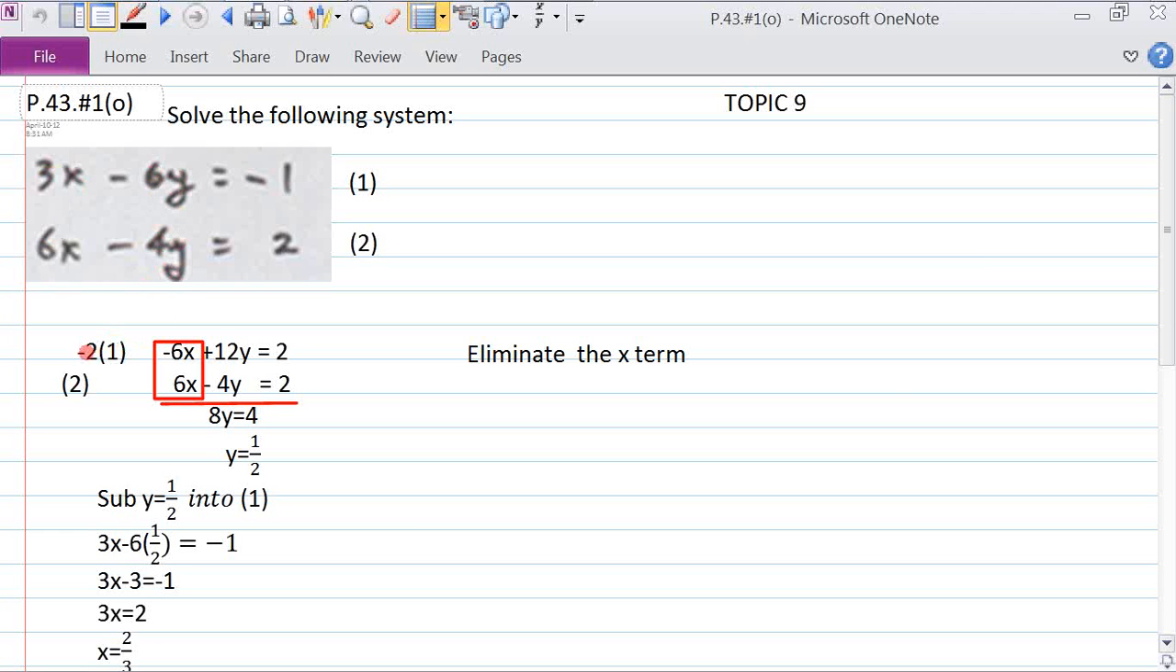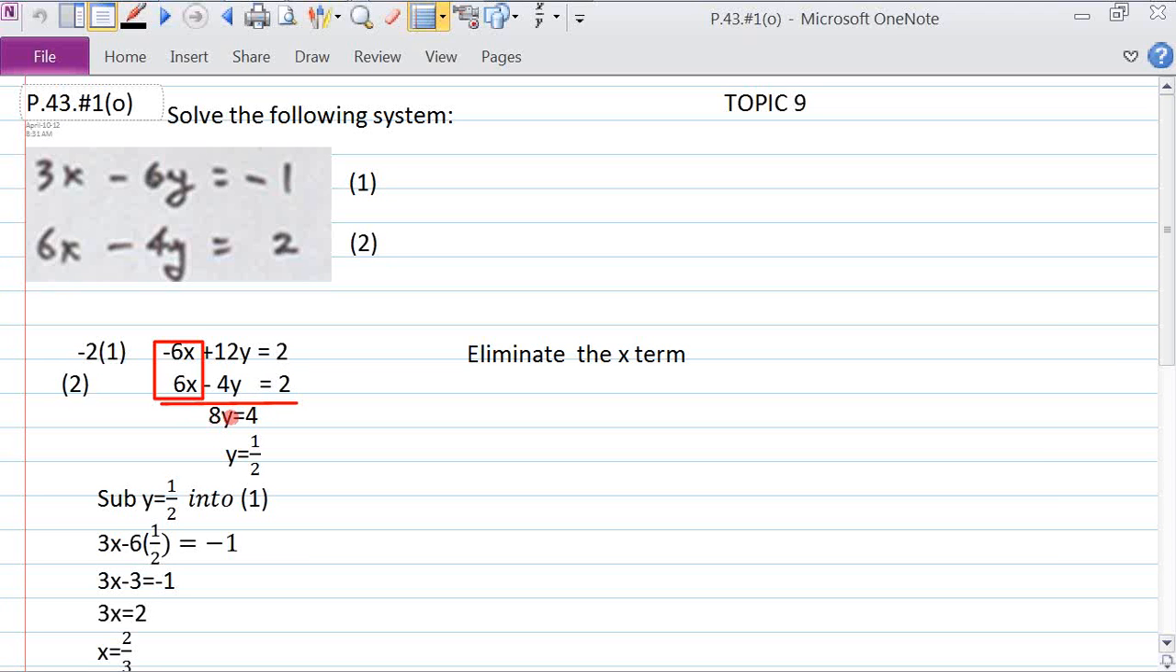So I'm going to multiply each term in equation 1 by minus 2. Minus 2 times 3x gives me minus 6x. Minus 2 times 6y gives me plus 12y. And minus 2 times minus 1 gives me plus 2. So I multiply through by minus 2. Now, why did I do that? Because now these two have the same magnitude but opposite signs. So when I add them, I get 0. 12y minus 4y equals 8y. 2 plus 2 equals 4.